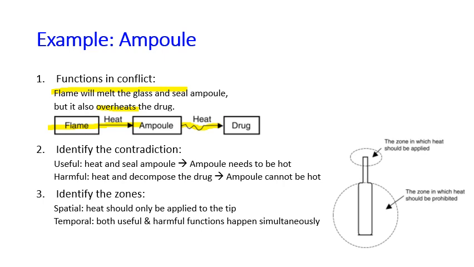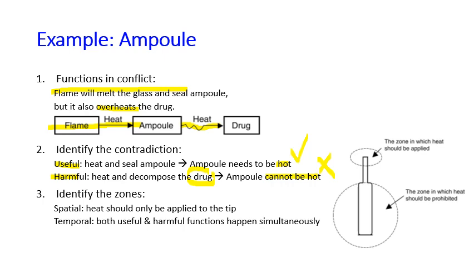So the contradiction here is that heat is useful to seal the ampoule. The ampoule needs to be hot, but the heat is also harmful because it decomposes the drug, which means that the ampoule cannot be hot. Because if the ampoule is hot, then the drug is decomposed. So there's a contradiction here that the ampoule must be hot, but it also cannot be hot. It must be hot such that it can be sealed, but it cannot be hot such that the drug will not decompose.